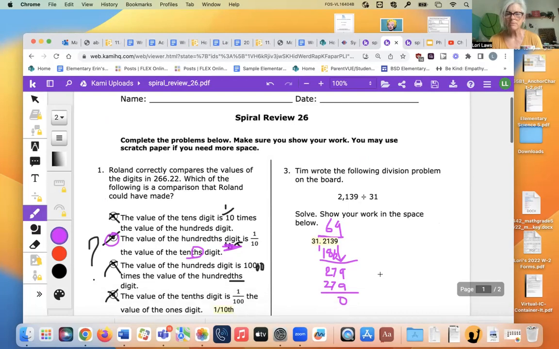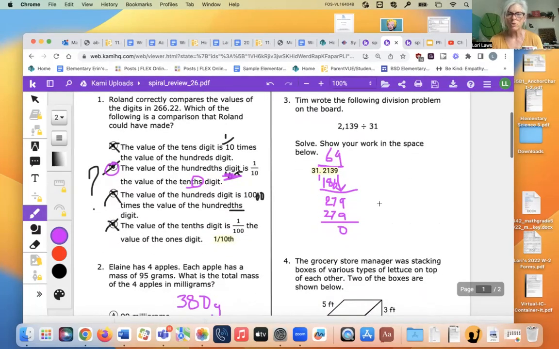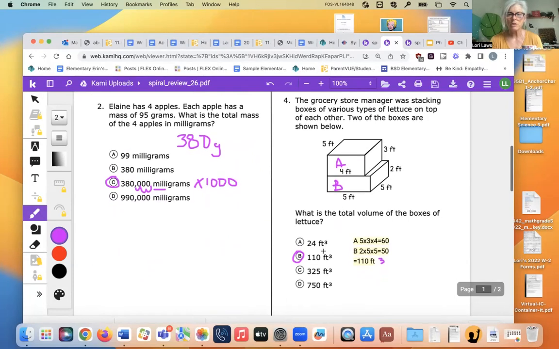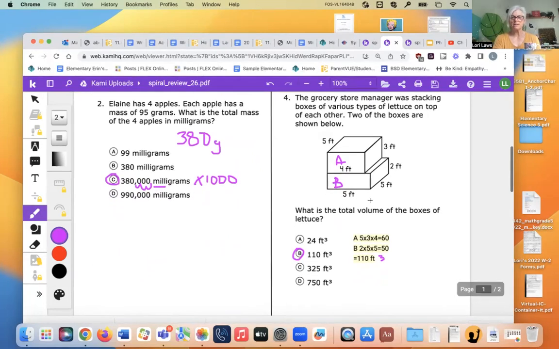Number 3, Tim wrote the following division problem. Show your work. 2,139 divided by 31 goes in there 69 times. Number 4, grocery store manager is stacking boxes. You got box A and box B. Box A is 5 feet by 3 feet by 4 feet or 6 feet. Too fast, you went. Oh, sorry. Which one did you need me to go back to? 3, please. Okay, let's go back to 3.